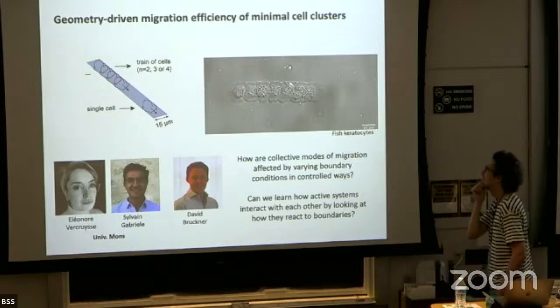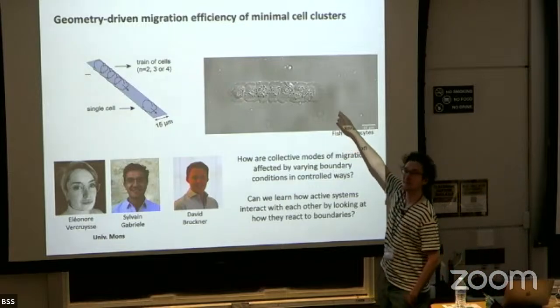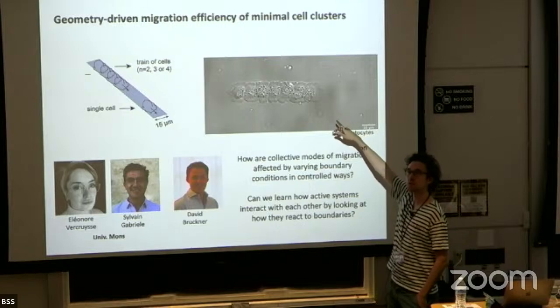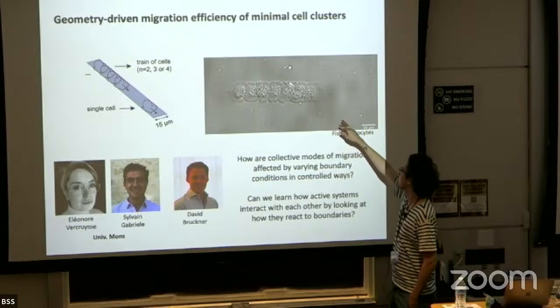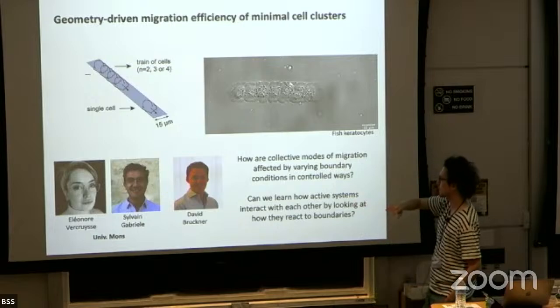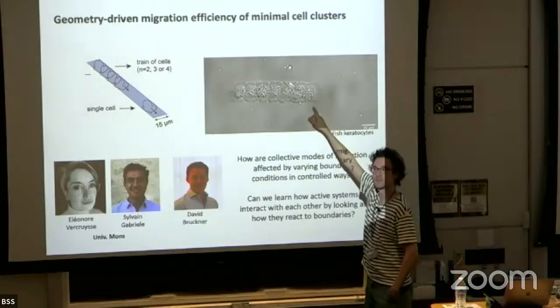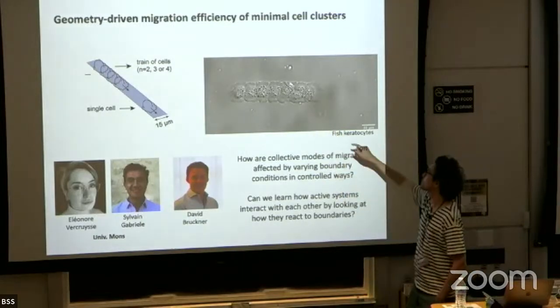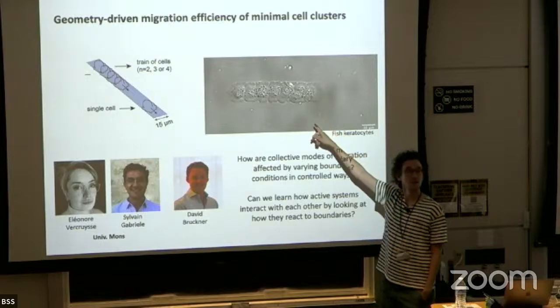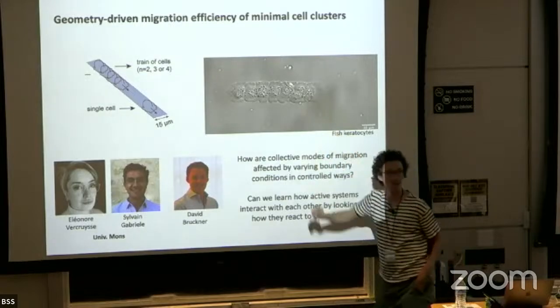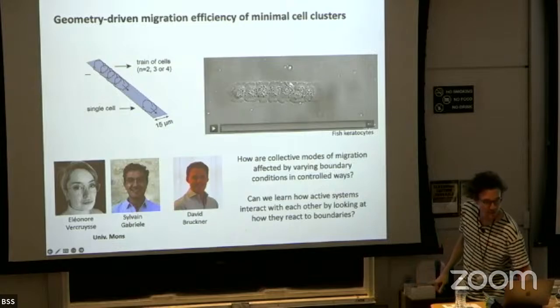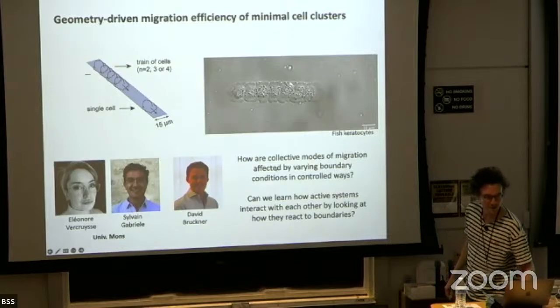Okay, that's interesting. But these cells are not isolated. They usually live in a tissue. And so they actually form adhesion. So this is actually a train of cells where these cells are adhered to each other. And you see a few cells here, and they form really nice trains.